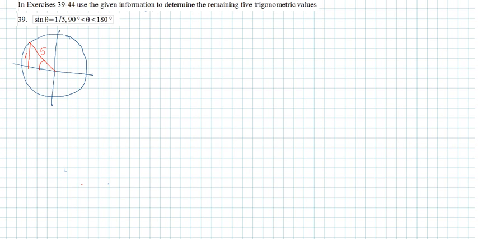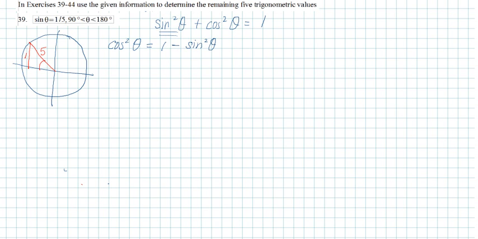And you could use the Pythagorean theorem to solve this, or you could use identities. I'm going to use identities in this case. So one of the identities says that sine square of theta plus cosine square of theta is equal to 1. We got the sine, so we need to solve for the cosine. So cosine square of theta is equal to 1 minus sine square of theta.